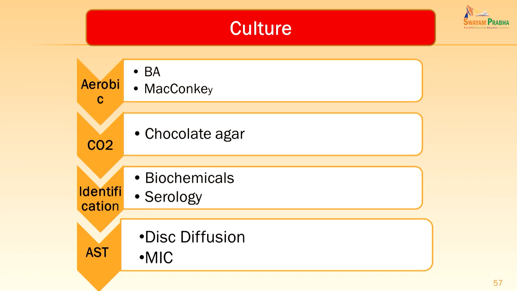Now, once you have plated it, plating media are usually blood agar and MacConkey, which are incubated aerobically, and chocolate agar, which is incubated in carbon dioxide, and the isolates obtained are identified by biochemicals and slide agglutination to confirm the organism. Disc diffusion test and MIC can be used for sensitivity. MIC is very important, especially for pneumococci where penicillin resistance is now being reported.